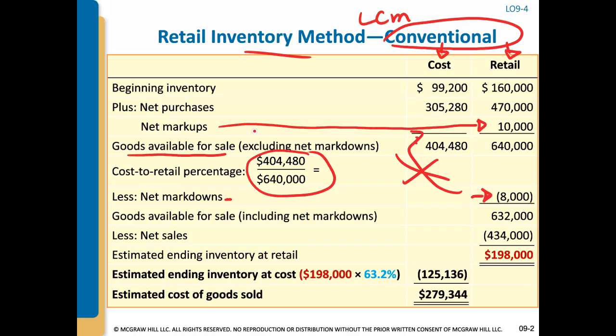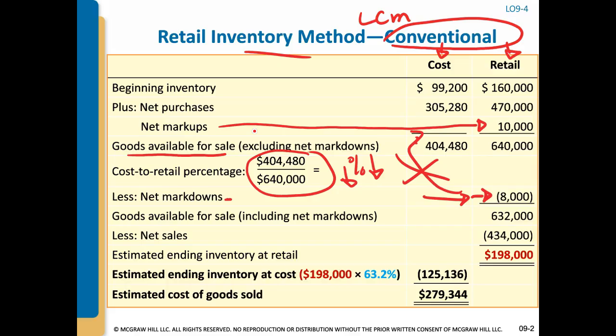And what that does is, just by virtue of the calculation, it lowers the cost to retail ratio. This will go down if the 8,000 is excluded, because your denominator is now higher because the markdowns are excluded. If the denominator is higher, your percentage is lower, which reduces your estimated inventory costs. And that actually reflects the decline in market value without directly adjusting inventory to market. And it just makes it more conservative.